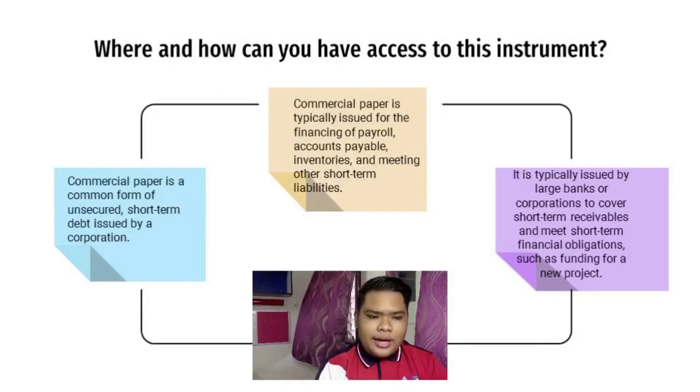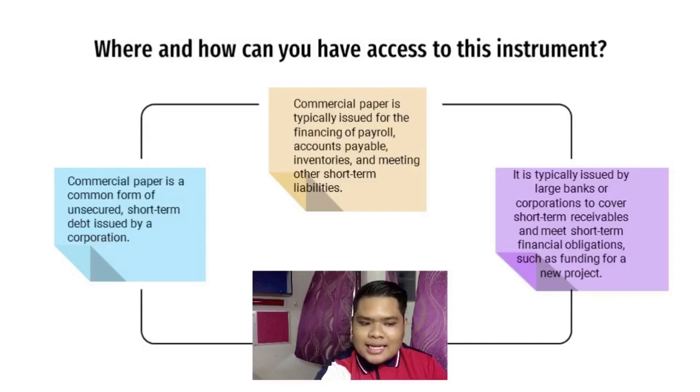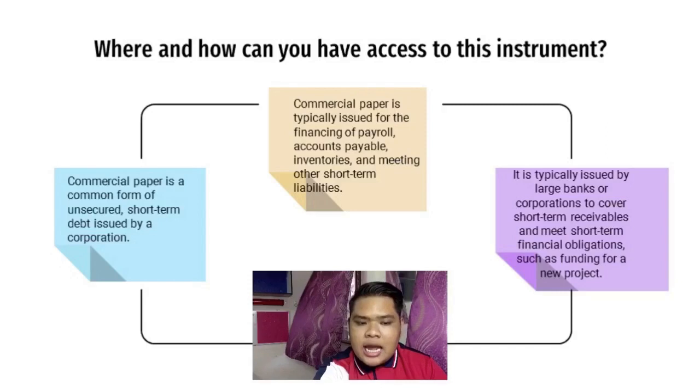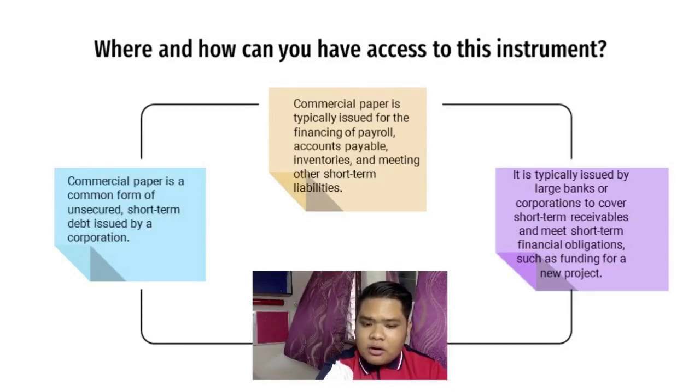Next is how and where you can access this instrument. Commercial paper is a common form of unsecured short-term debt issued by a corporation. Commercial paper is typically issued for the financing of payroll, accounts payable, inventories, and meeting other short-term liabilities. It is typically issued by large banks or corporations to cover short-term receivables and meet short-term financial obligations, such as funding for a new project.